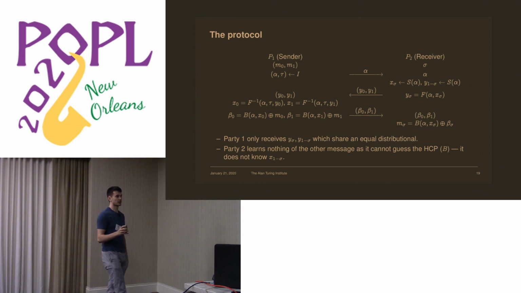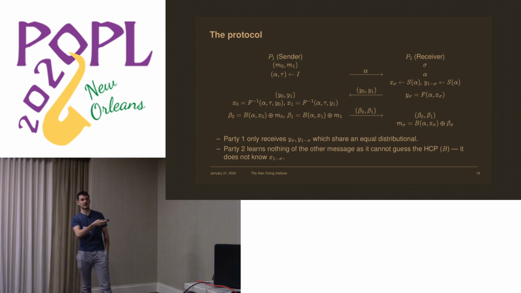What happens with security here? Well, let's assume that party 1 is corrupt, and it's trying to look at all the messages it receives to learn something about the input of party 2. Well, all it sees is Y0 and Y1, and we can see that they come from an identical distribution. And because F is a bijection, we can use a sort of one-time pad property there. So that's relatively simple.